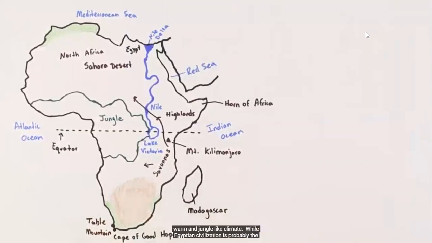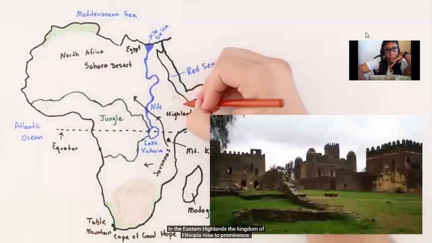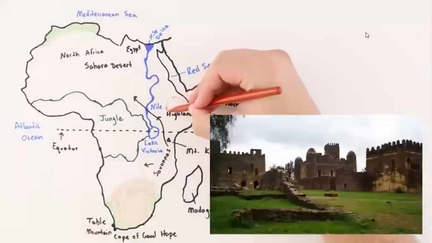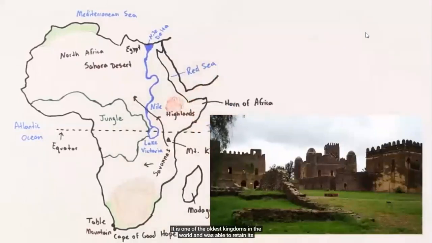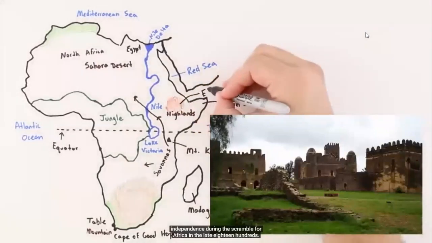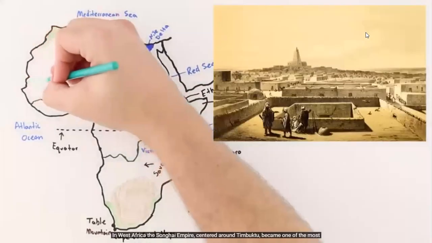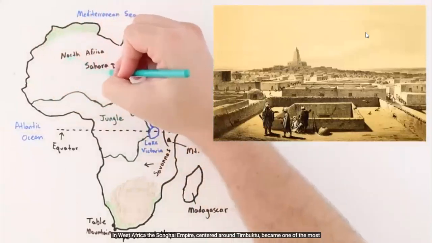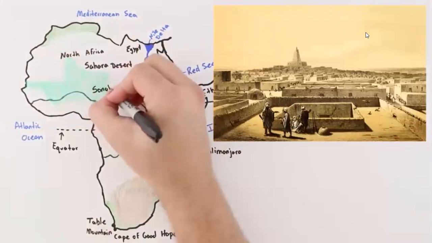While Egyptian civilization is probably the most famous of Africa's early societies, other large kingdoms did form elsewhere. In the Eastern Highlands, the Kingdom of Ethiopia rose to prominence. It is one of the oldest kingdoms in the world and was able to retain its independence during the scramble for Africa in the late 1800s. In West Africa, the Songhai Empire, centered around Timbuktu, became one of the most powerful kingdoms in the continent.